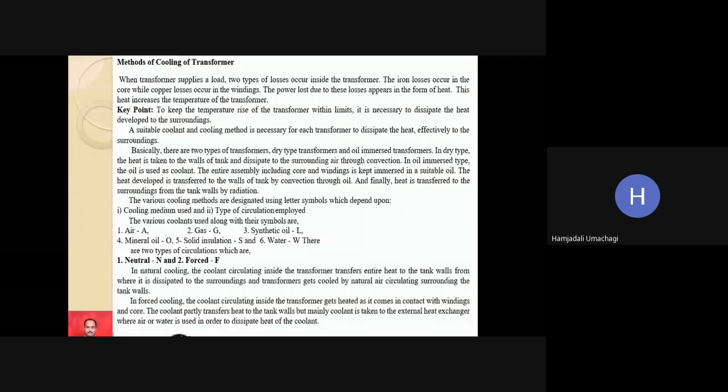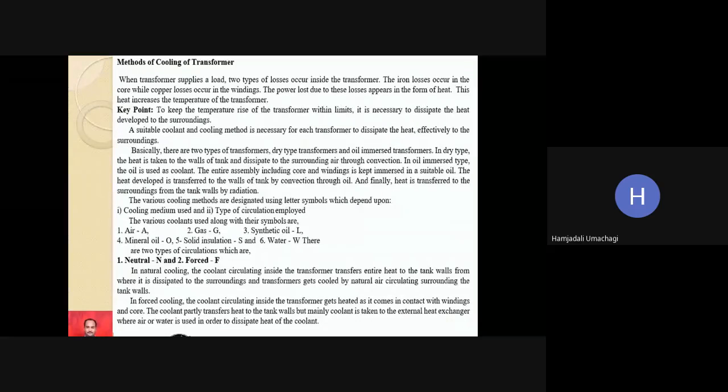If I am using gas, capital G. Synthetic oil, capital L. Mineral oil, capital O. Solid insulation, capital S. Water, capital W. All these are the notations we follow for indicating the types of coolant used for cooling the transformer. Then there are two types of circulation. After seeing the different types of coolants, now let us see how we circulate all these coolants to carry the heat developed inside the transformer.